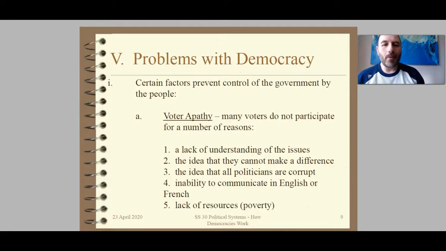All right, now, problems with democracy. Problem number one. So guys, now that we're done talking about what democracy is, let's talk about some problems that we see in the modern democratic system. And probably the biggest problem that we see, folks, is this thing called voter apathy.